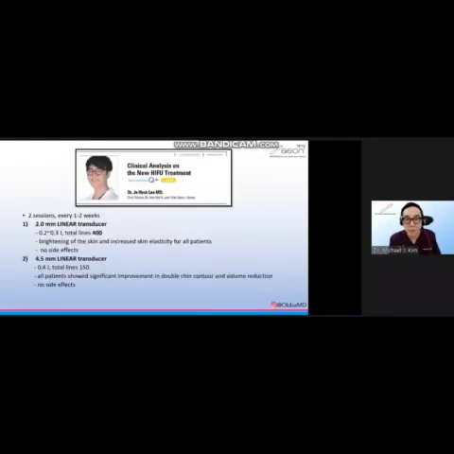In this white paper by Dr. Lee Jae-hyuk, he performed 2 sessions every 1 to 2 weeks using the 2 and 4.5 millimeter linear transducers, and the results showed brightening in the skin and increased skin elasticity for all patients in the 2mm group, and all patients showed significant improvement in double chin contour and volume reduction in the 4.5 mm group.